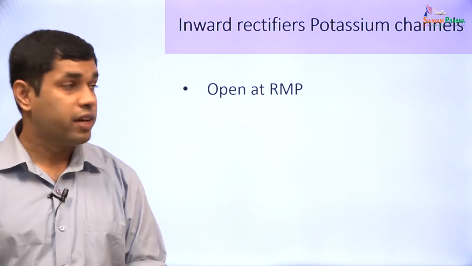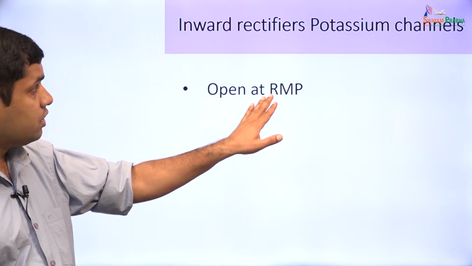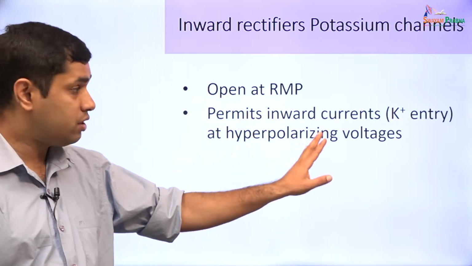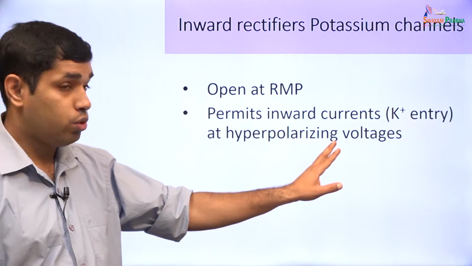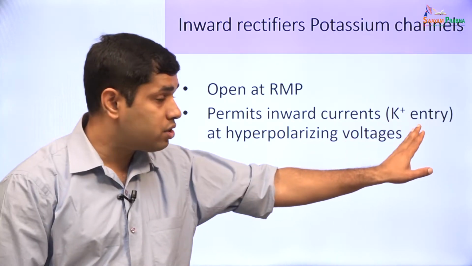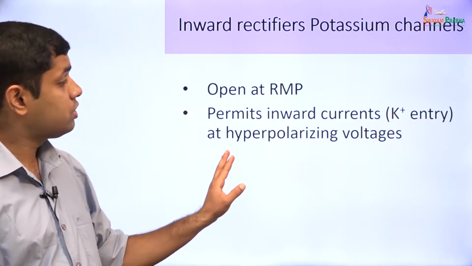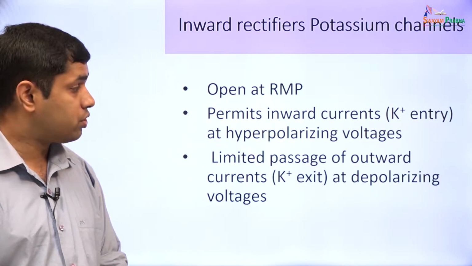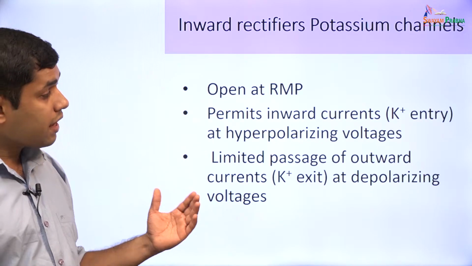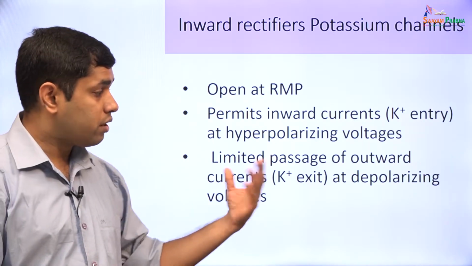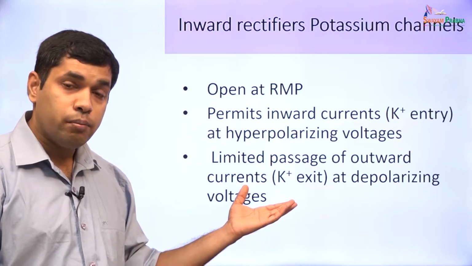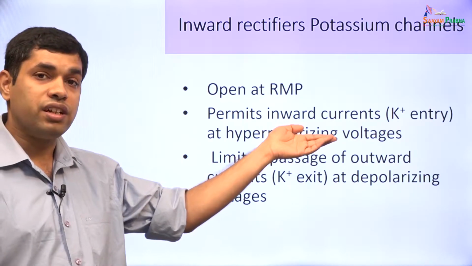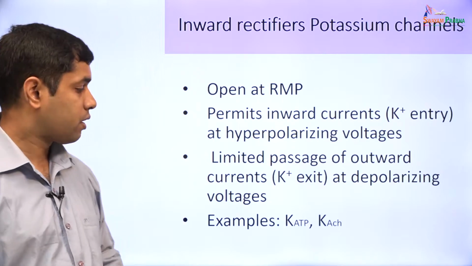Now let's look a little bit more about these channels in detail. So an inward rectifier potassium channel, as we said, is open at the RMP. It permits an inward current due to potassium entry at hyperpolarizing voltages. It can pass a positive outward current due to potassium exit, but the magnitude of this positive current is much less than the inward current, and therefore it is called a rectifier.